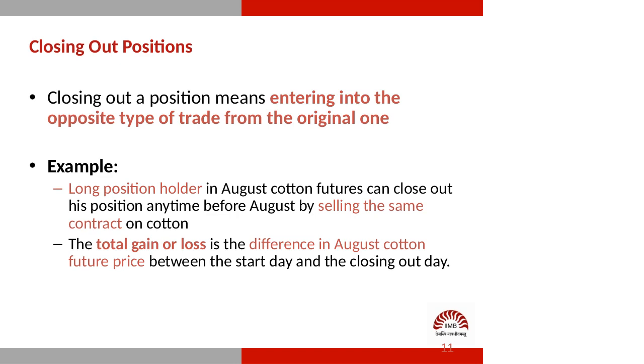So what will happen? The price at which you bought the contract and the price at which you are selling will be different. The total gain or loss is the difference in the August cotton futures price between the start day and the closing out day. So that is what will be your profit or loss.